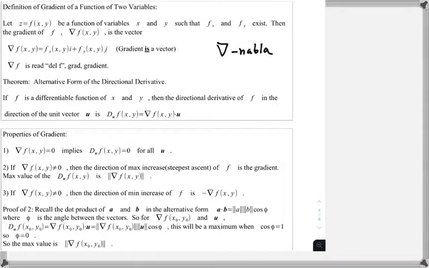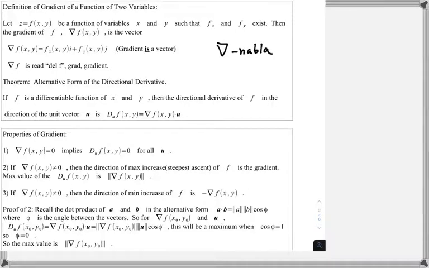Okay, some properties of the gradient. If the gradient is equal to 0, this implies that the directional derivative of f(x, y) in the direction of u is always equal to 0 for any direction you choose, any unit vector. Okay, the dot product with the 0 vector is going to be 0.